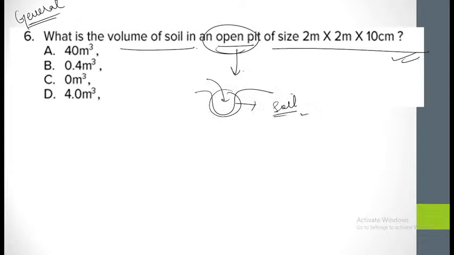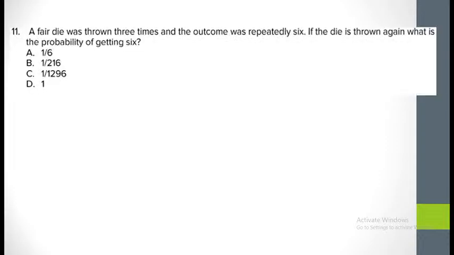They have very smartly given you the options as 40, 0.4 and 4 because they knew that the students would not be reading the questions properly. If you read the question properly, you can straightforward mark the answer as option number C because if the pit is open, how can the pit have soil in it, right? So very illogical but a very smart question from the CSIR.